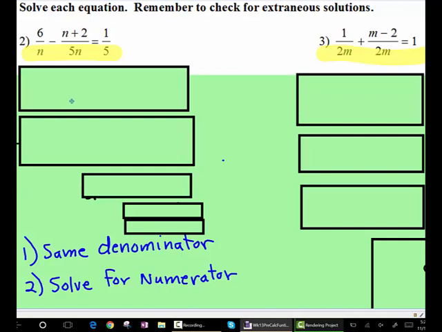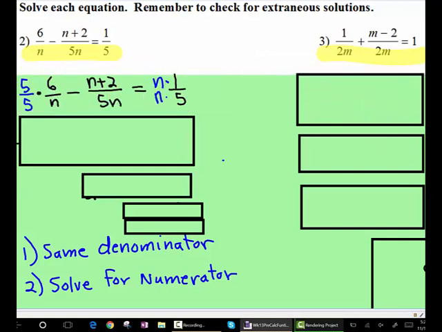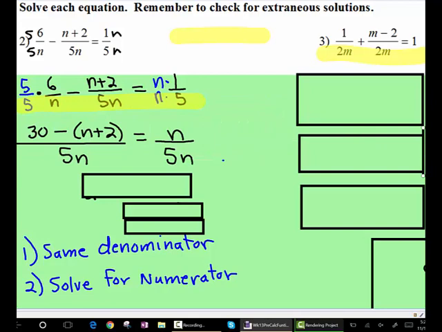So let's get started on this first one. So notice what we have to do on this first function. If we multiply top and bottom of this by 5, we'll have 5n. And if we multiply here top and bottom by n, which is what I did here, then they're all going to have the same denominator. We can ignore it and start solving for the numerator. 5 times 6 is 30, and we're going to subtract all of this. But when we do that, 30 subtract 2 is 28, but I think that I went ahead and simplified first.